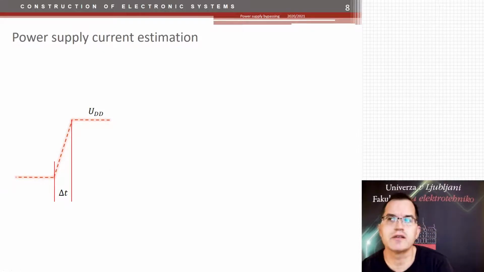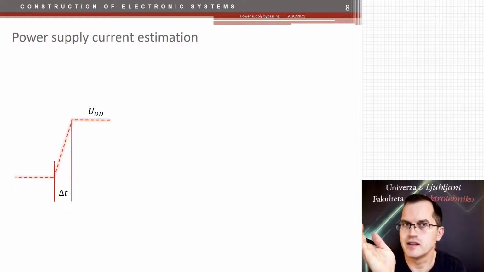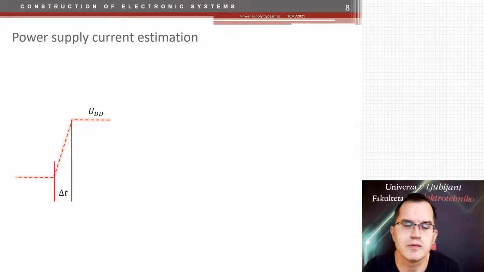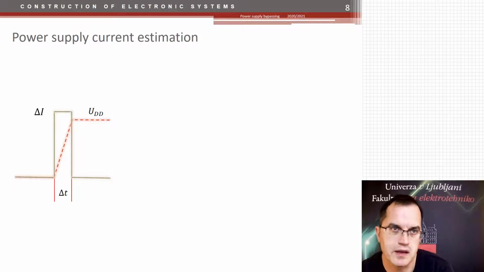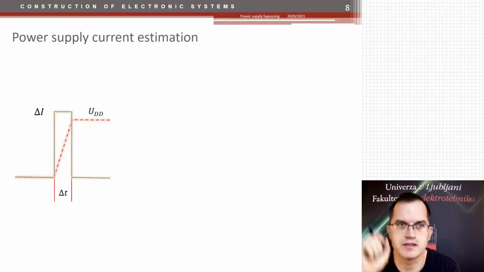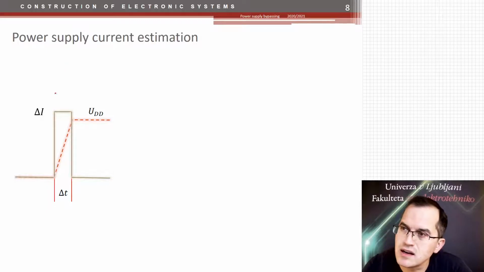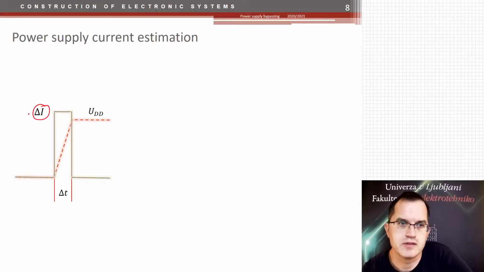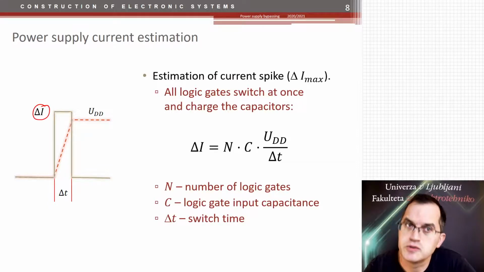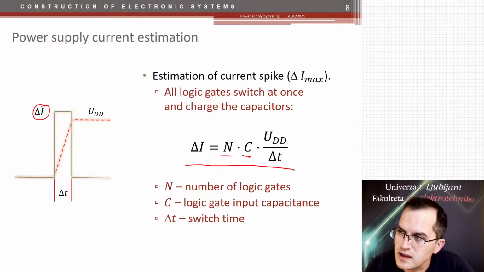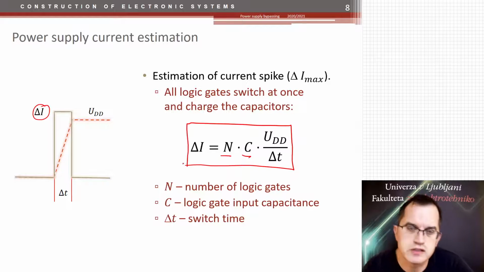So estimating this power supply current, if you take a linear transition from 0 to power supply voltage, the current would be square-like. It would be constant in this time. It's not exactly that, but that's the first approximation. And from that we can estimate what is the current spike that actually happens. And it's equal to this: number of capacitors times the capacitance of a single capacitor and the UDD over delta T.